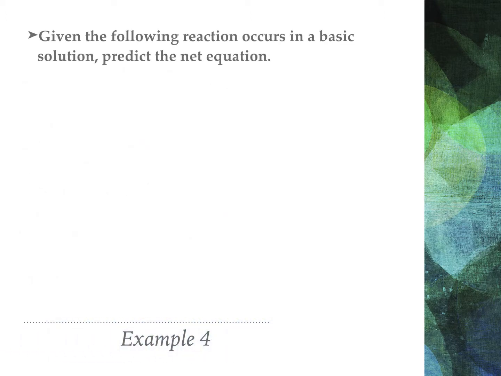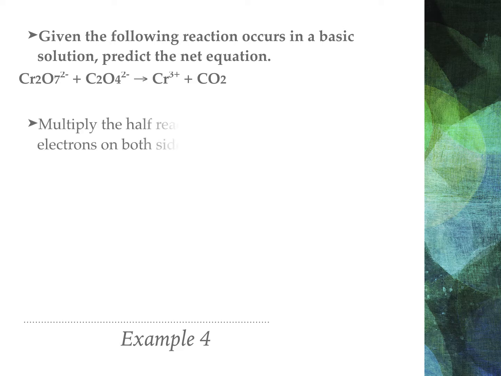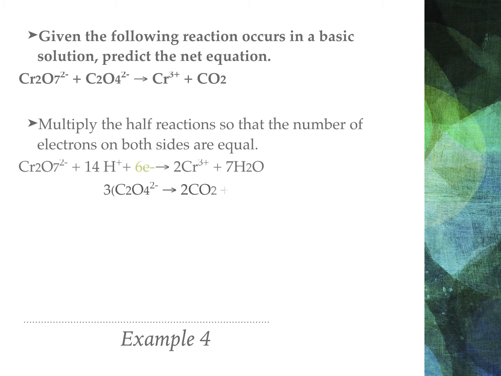Next, multiply the half reactions so that the number of electrons on both sides are equal. This way they can cancel out. The balanced equations should not have free electrons floating around. For this equation, the lowest common factor is 6 between the two half reactions. Hence, only the second reaction needs to be factored.